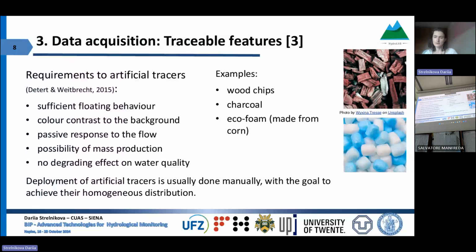The common examples which are used in practice and are often described in the research are wood chips, charcoal, which is a little bit less common and more expensive, and ecofoam or void packaging made of corn or of potato. So any kind of biodegradable tracer would work too.